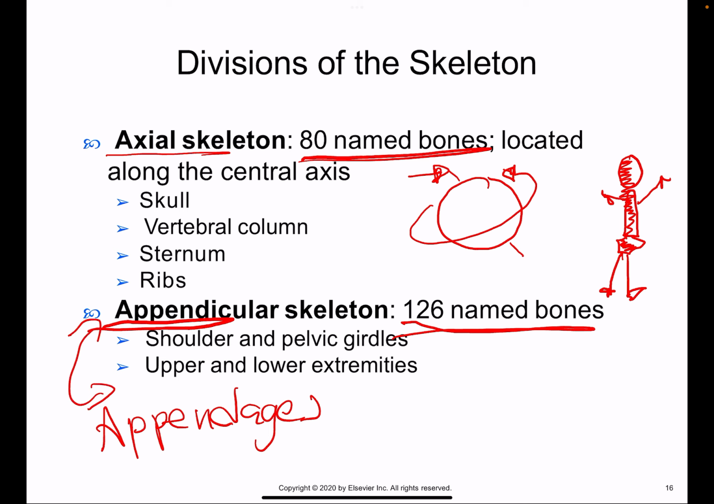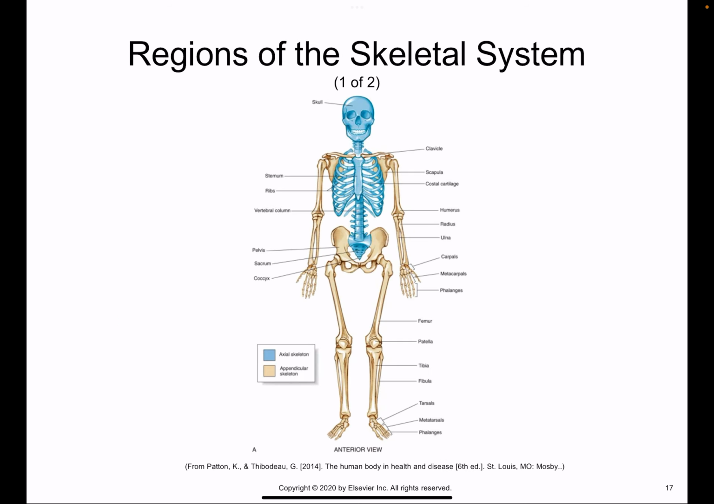Now, that appendicular skeleton has much more moving parts. Why? Because it's going to move much more than the axial will. So that's going to include, of course, your shoulder and your pelvic girdle, as well as your upper and lower extremities. So, appendages. We're going to see in the next slide all of those beautiful pictures.